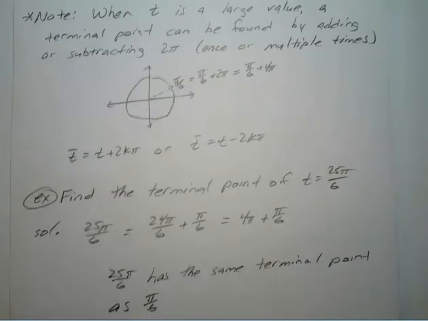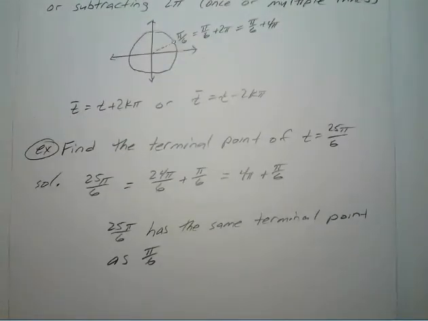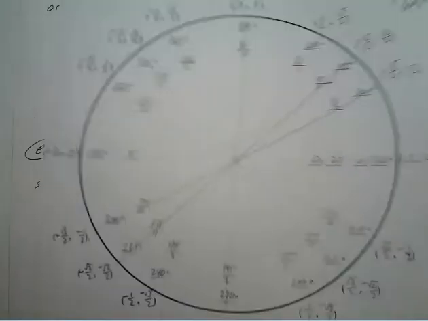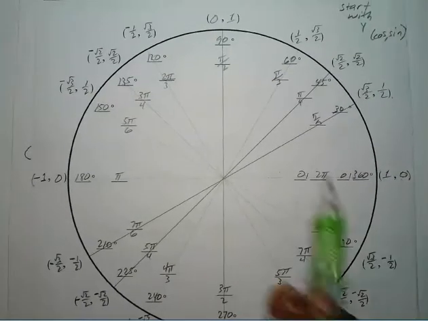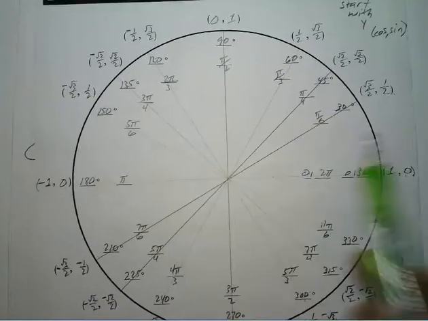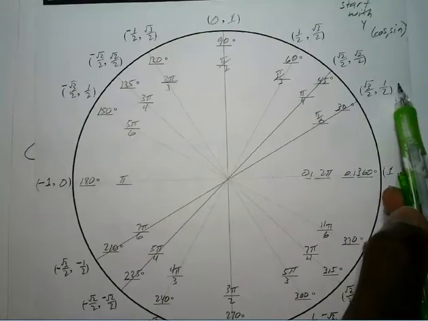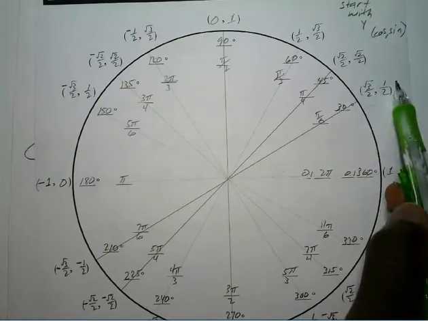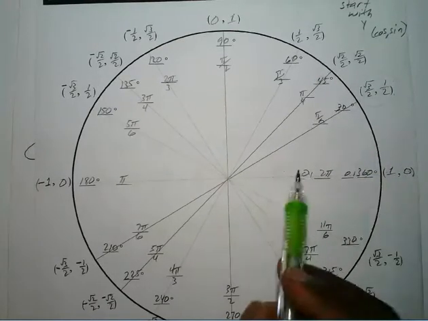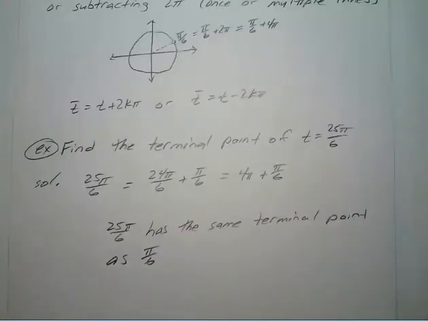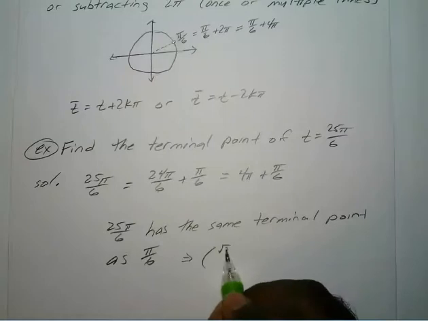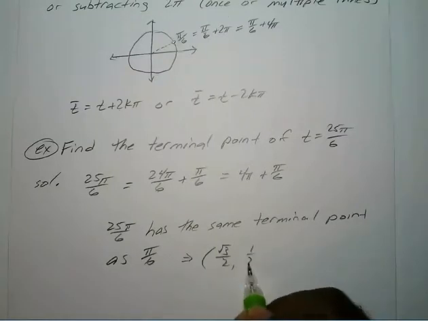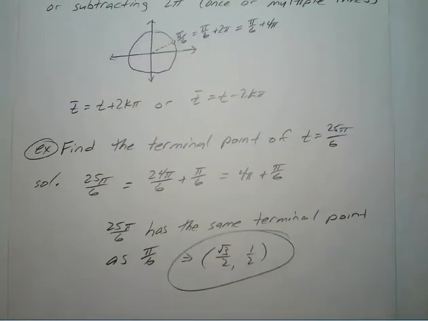Okay, so what is that terminal point? Well, we go to our trusty unit circle. We go to pi over 6, we see that our terminal point is square root of 3 over 2, 1/2. That's your terminal point.